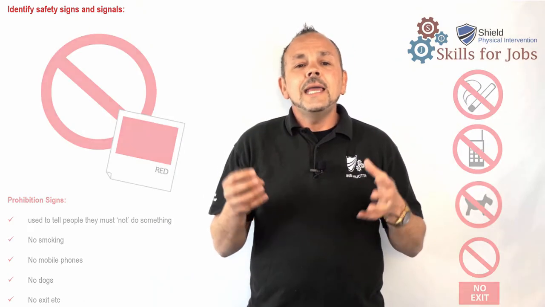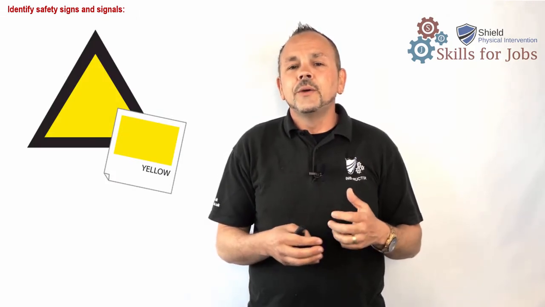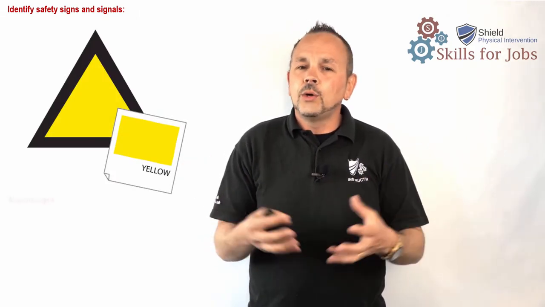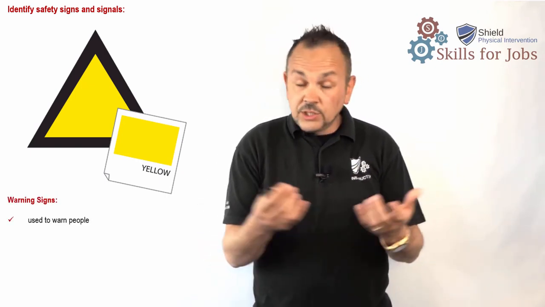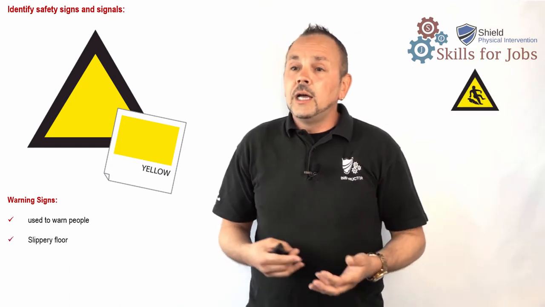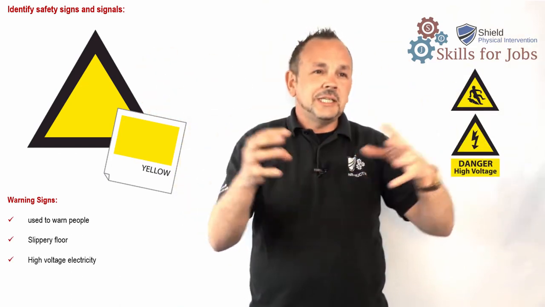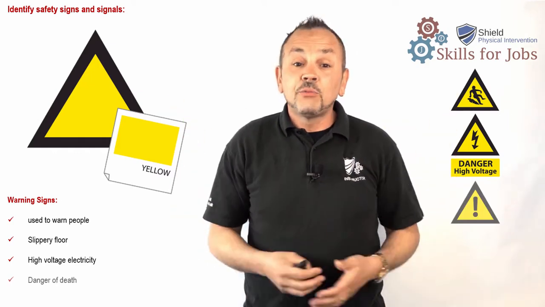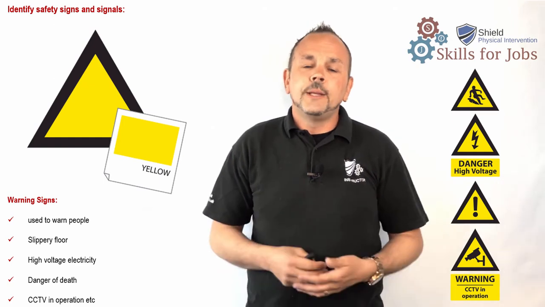How about a yellow sign with black writing? What does that tell you? Okay, so that's a caution or a warning or a hazard sign. The sign's used to warn people, and examples could be slippery floor. You see on the buildings, on the electricity doors, high voltage electricity, danger of death, CCTV in operation, etc. So a yellow sign with black writing is a warning.